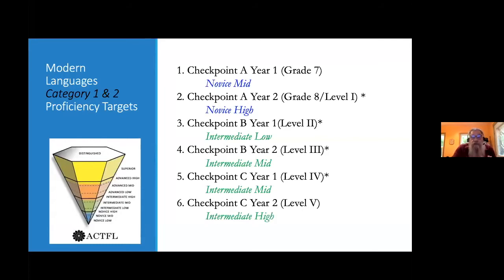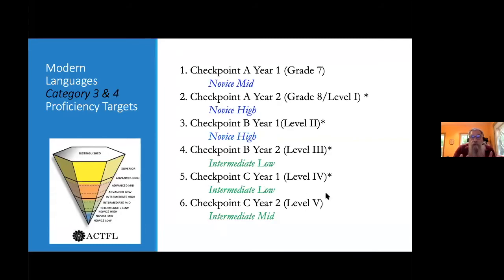Our pyramid is expanded out in the category 3 and 4 languages. These are languages that don't have Roman script. These are languages like Chinese, Arabic, Russian. These are in the category 3 and 4 languages. And research has shown from the Foreign Service Institute and the Defense Language Institute in Monterey that we need more time, a longer sequence to develop proficiency in these languages than it does with the Roman script languages.